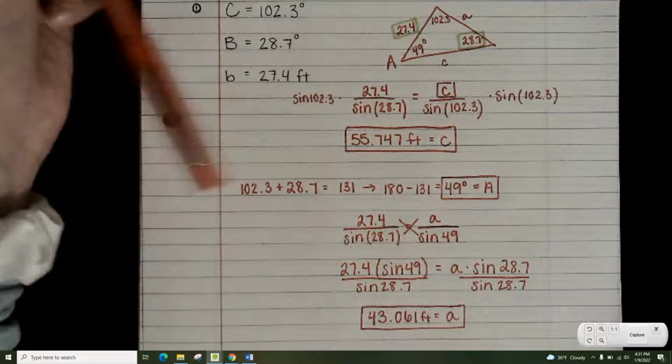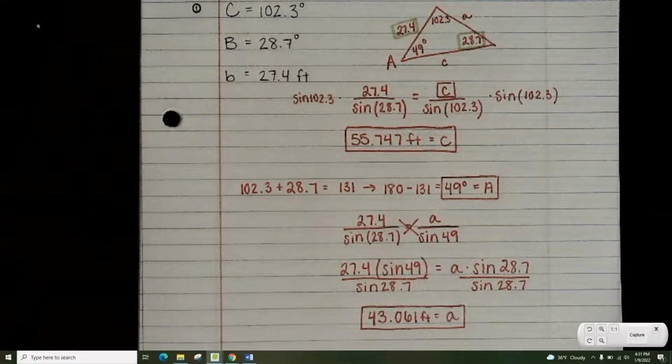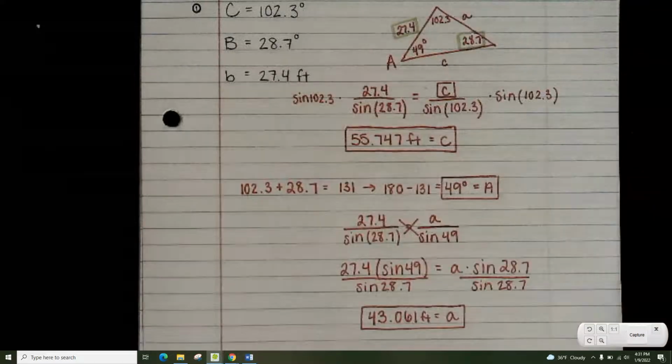So there you have it. We've just solved this triangle, which means finding all of the missing side lengths and angles using the law of sines. Very, very, very important to note, you use this when you do not have a right angle in your triangle. I don't have a right angle here. I never got one. This is how you can solve using trig when you don't have a right angle.